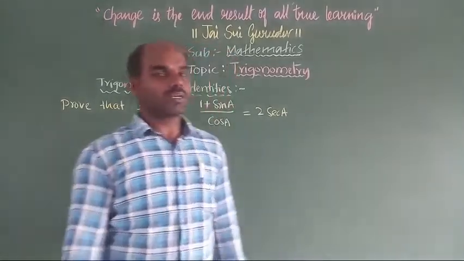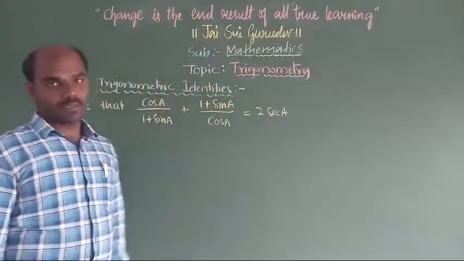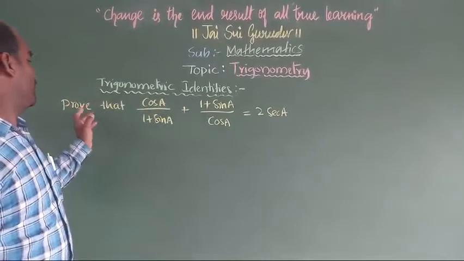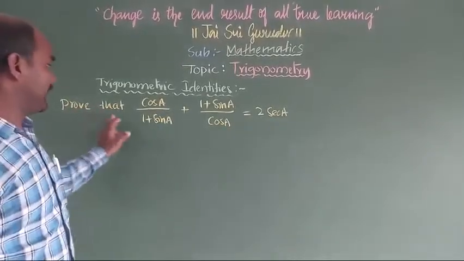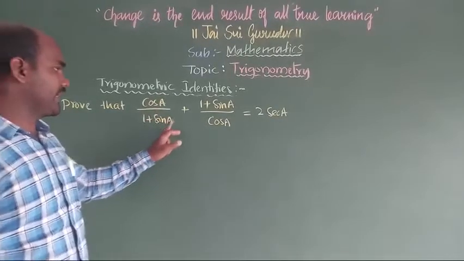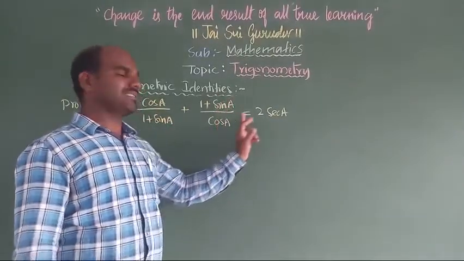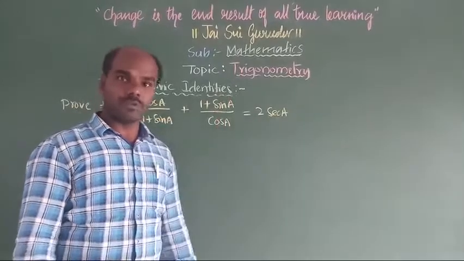Dear children, we are going to the second example in the identities. Yes. So now, prove the identity. Okay. What is the question, children? Prove that cos A by 1 plus sin A plus 1 plus sin A by cos A is equal to 2 sec A. We have to prove this.